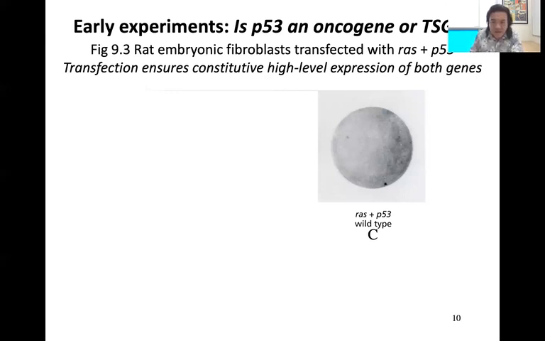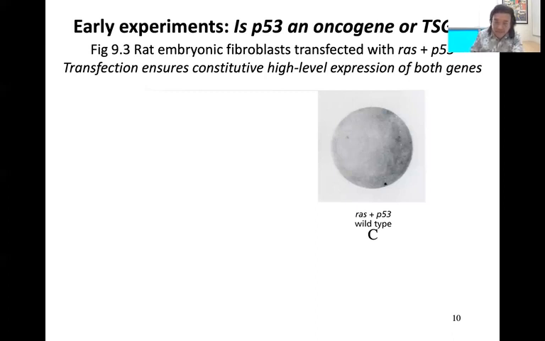So they concluded, wait a minute, right? Because when you transform these cells with RAS alone, you should get lots of foci. But now that you have this p53 in there, you're not getting foci. So, all right, the conclusion is p53 must be a tumor suppressor, right? It's somehow counteracting the oncogenic effects of RAS.